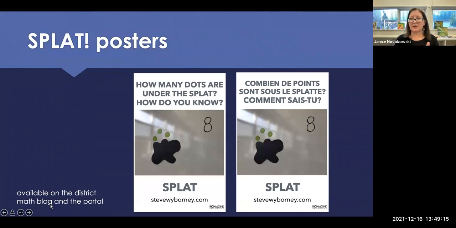Also available in our district, either on the district math blog or on the portal, are Splat posters that you could print off to put in your foyer or in your hallways. Again, when we have parents able to come back into schools again, these are a way of making these math instructional routines visible to parents, showing that we're doing these in our classrooms. They're available to download in English and French, and thank you to Carrie Bourne for translating those.